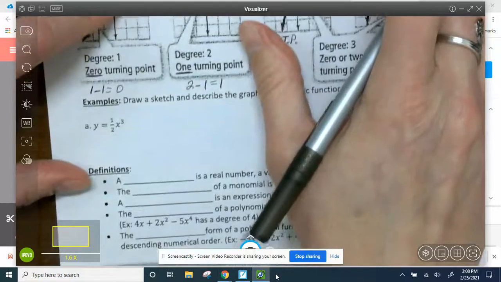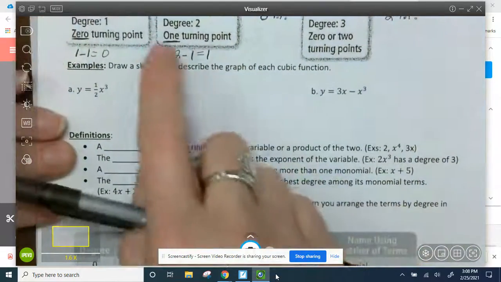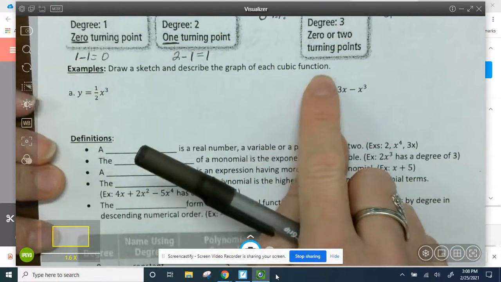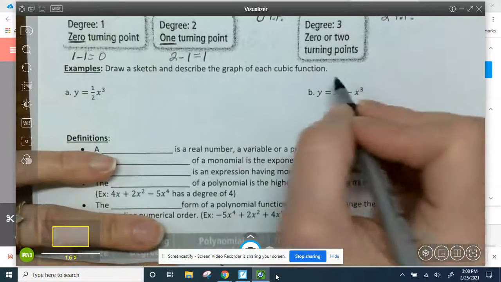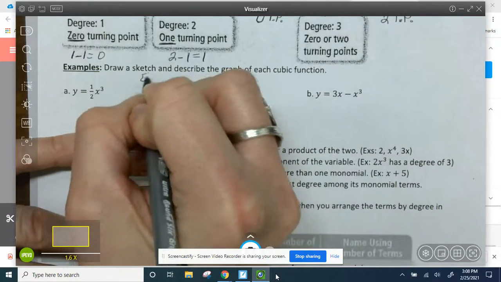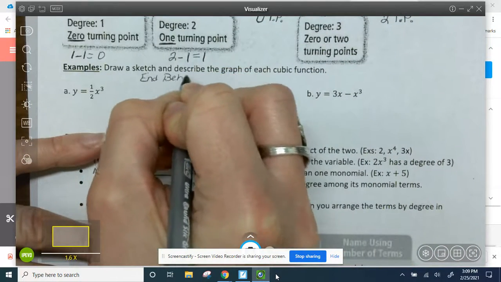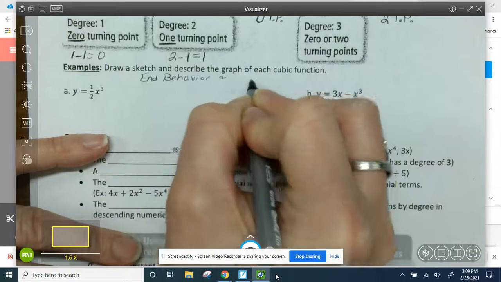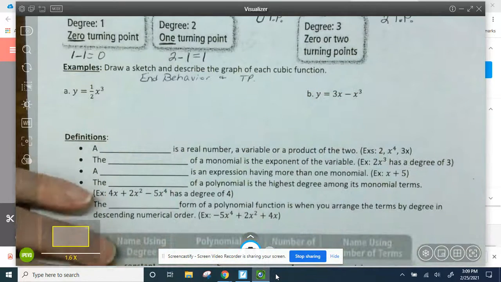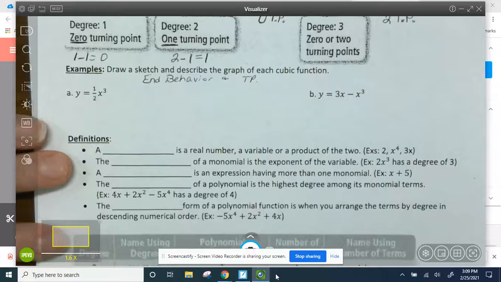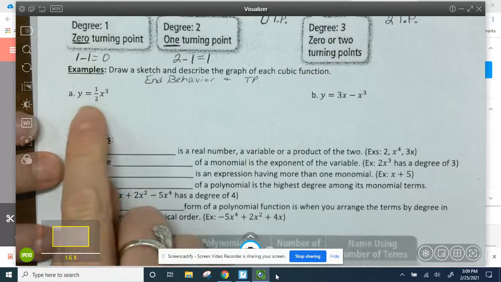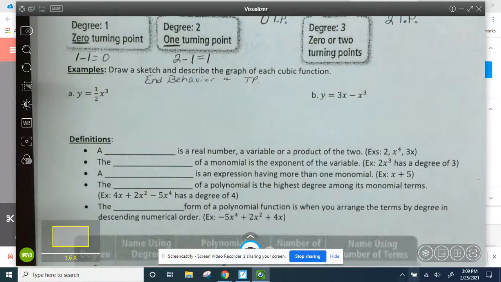Now, down here, I have some examples. It says draw a sketch and describe the graph of each function. What that means is I want you to tell me its end behavior and how many turning points it has, okay? If it has any turning points, that's what we're going to look at. So let's go to Desmos and let's graph y equals 1/2 x cubed.